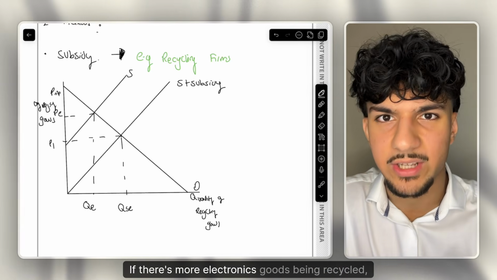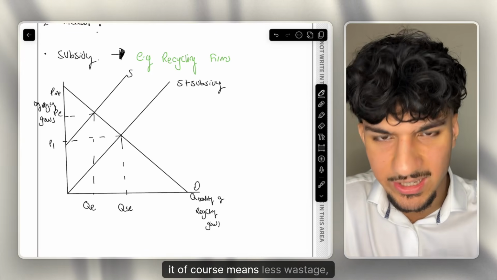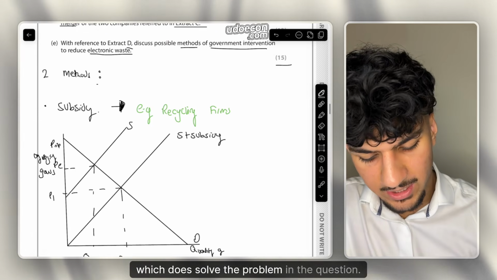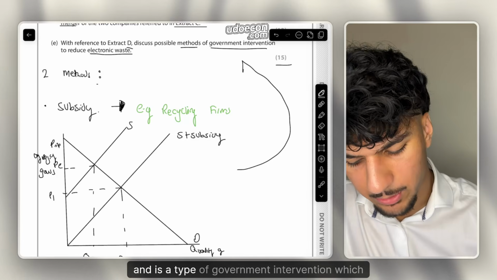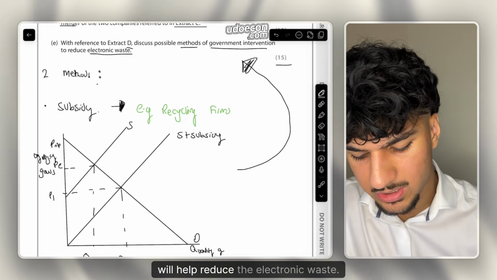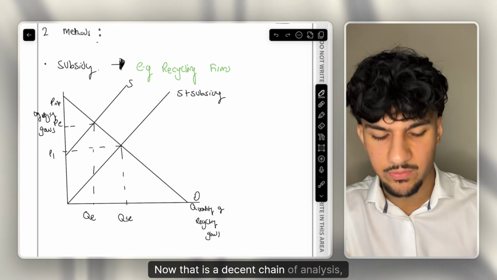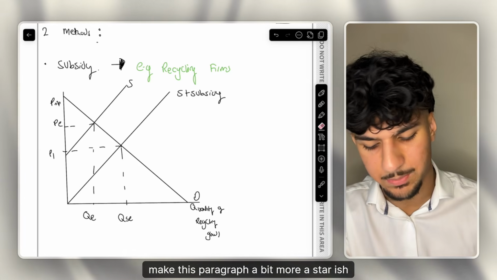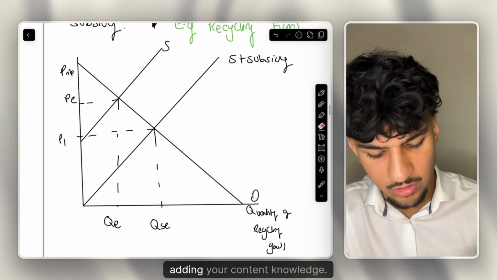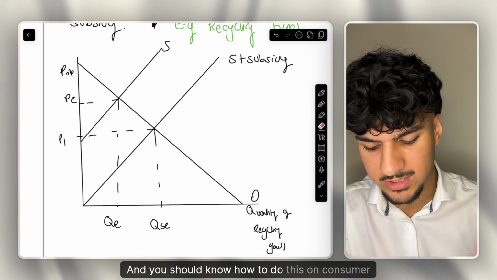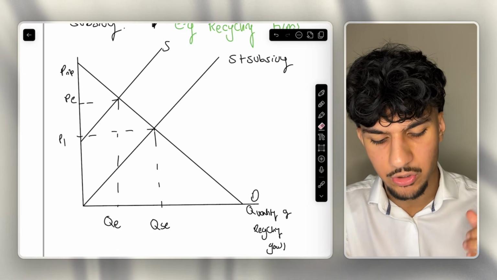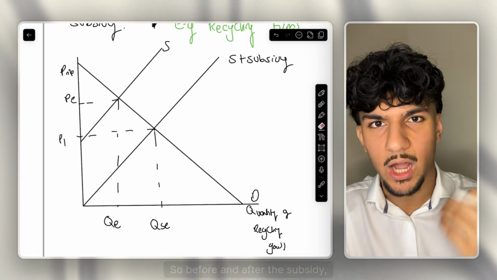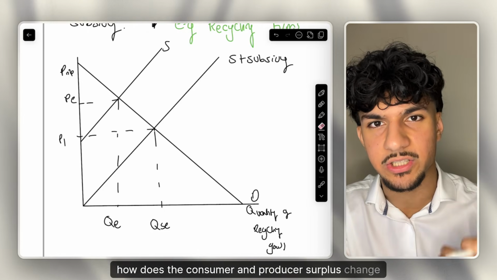If there's more electronics goods being recycled, it of course means less wastage, which does solve the problem in the question, and is a type of government intervention which will help reduce the electronic waste. Now that is a decent chain of analysis, but of course you can add a bit more depth, make this paragraph a bit more A-star-ish by adding your content knowledge, and you should know how to do this, on consumer and producer surplus. So before and after the subsidy, how does the consumer and producer surplus change respectively?